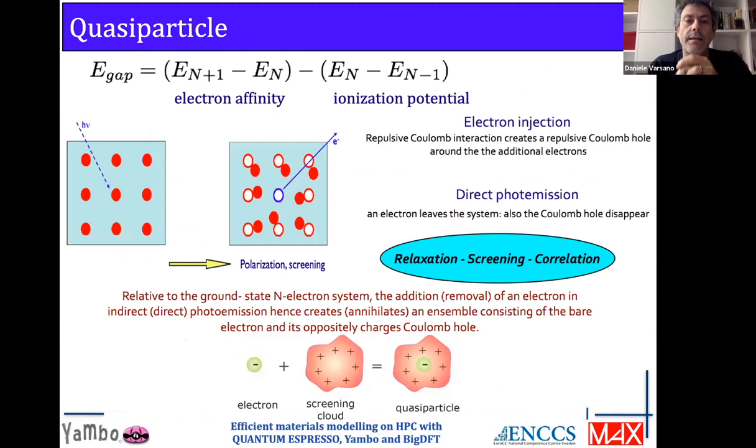This is a many-body process because, let's focus on a direct photoemission experiment, we eject an electron, but it's not only that electron that escapes from the system, but also its screening cloud. So here the concepts of relaxation, screening, and correlation enter the system. And from here, we arrive at a pictorial definition of a quasi-particle as the electron and its screening cloud.